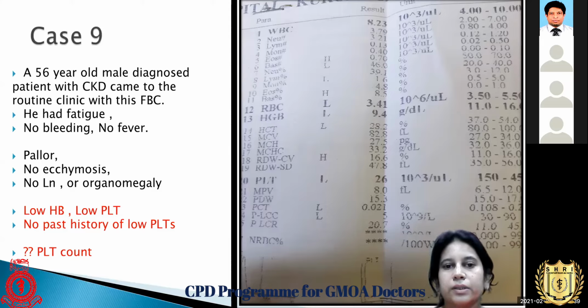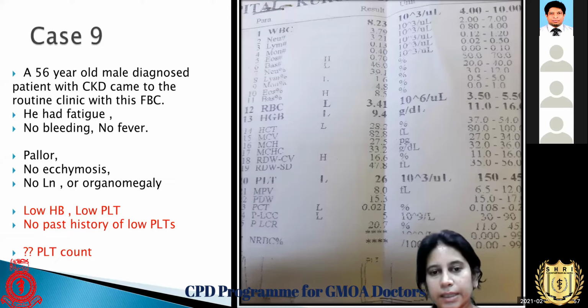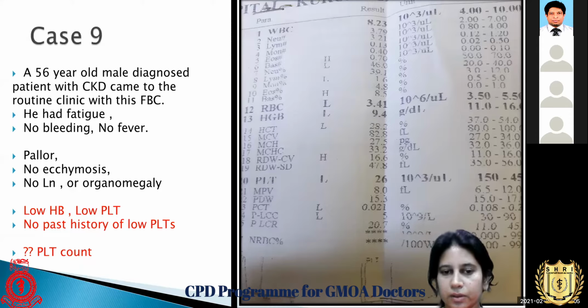So in the full blood count, you see WBC normal 8,230, normal differential, neutrophils 3,000, lymphocytes 3,000, RBC count low, hemoglobin 9.4, hematocrit low, normal MCV, MCH, little high RDW-CV, platelets low, normal MPV. So when you see this, you know that there's normocytic normochromic anemia, which is possibly due to CKD, and the low platelet count. There's no such history of thrombocytopenia.